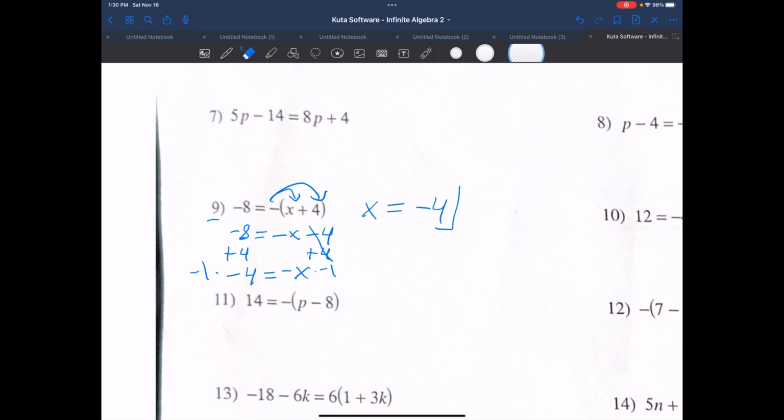Oops, that's a mistake. Negative 1 times negative 4 will be positive 4. So that's our final answer there.